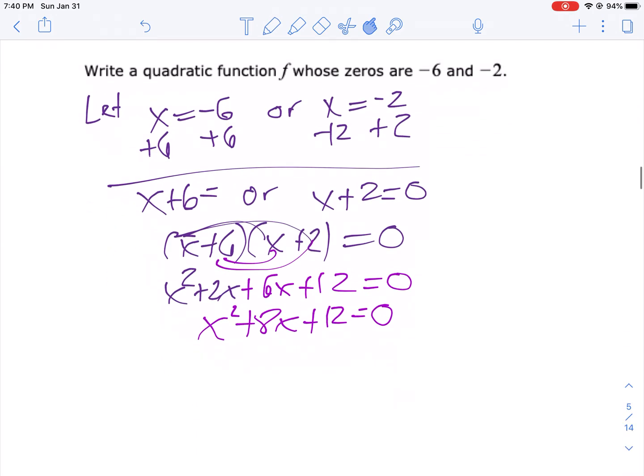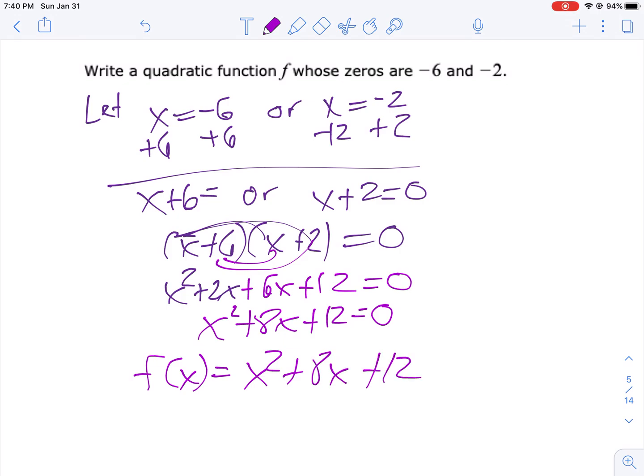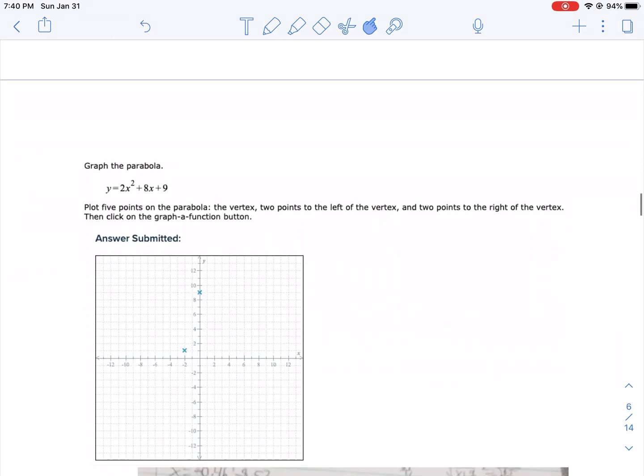Replace 0 with f of x. So your function that would have these zeros would be x squared plus 8x plus 12. And that's what you should type in.